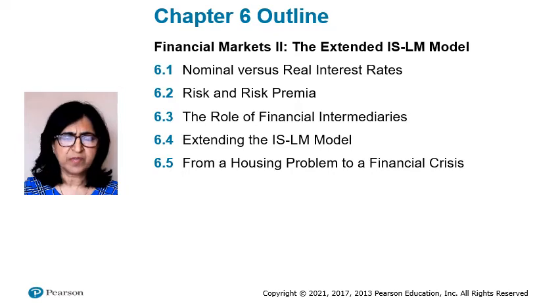Section 6.5 then uses this extended model to describe the recent financial crisis and its macroeconomic implications, going from a housing problem to a financial crisis to an economic crisis. If you remember one basic message from this chapter, it should be that the financial system matters and financial crises can have large macroeconomic effects.